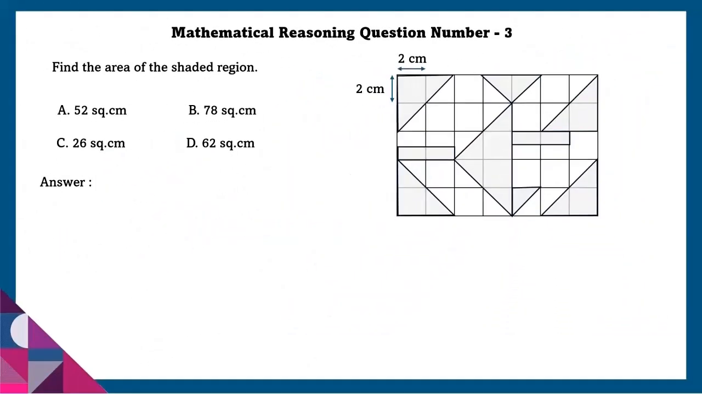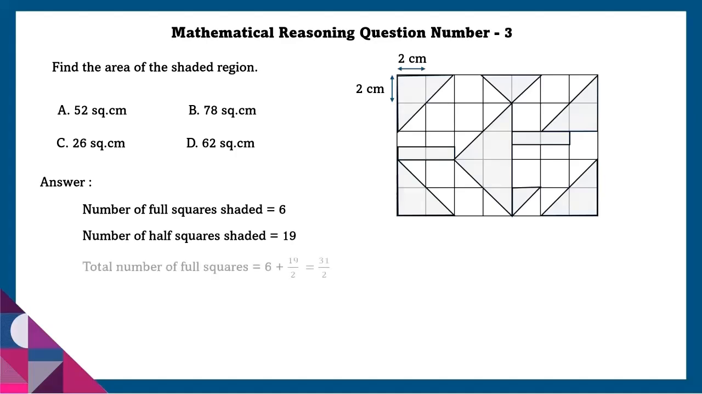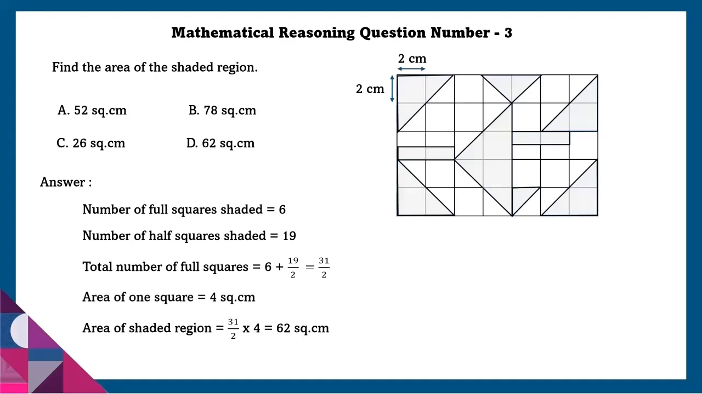Mathematical reasoning question number 3. Find the area of the shaded region. In order to find the area of the shaded region, we need to find all the squares which are shaded. The number of full squares shaded is equal to 6 and the number of half squares shaded is equal to 19. Half plus half is equal to 1 square. So the total number of full squares is equal to 6 plus 19 by 2, which is equal to 31 by 2. Area of 1 square is equal to 4 square centimeters. Area of shaded region is equal to 31 by 2 into 4, which is equal to 62 square centimeters.